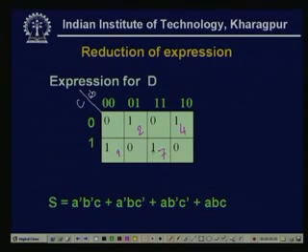So, these 4 minterms exist in the expression and these are nothing but A dash B dash C plus A dash B C dash plus A B dash C dash plus A B C, which is the same as that of our full adder circuit.